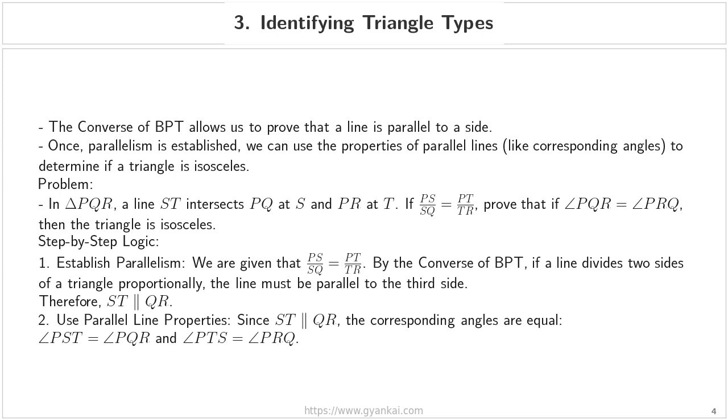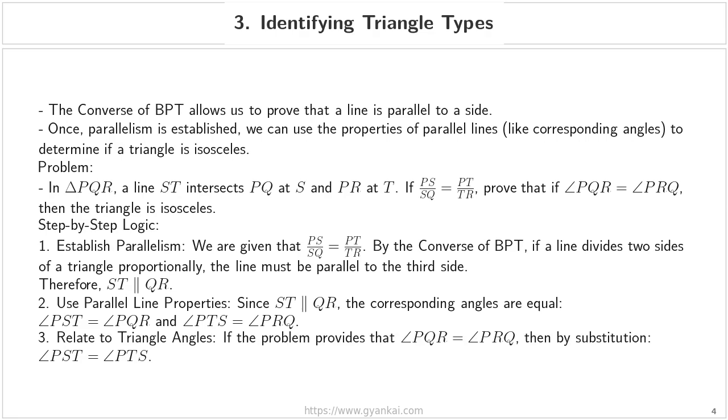Second, now that we know these lines are parallel, we can use our parallel line properties. Specifically, we look at the corresponding angles. Because ST is parallel to QR, angle PST must be equal to angle PQR, and similarly, angle PTS must be equal to angle PRQ.